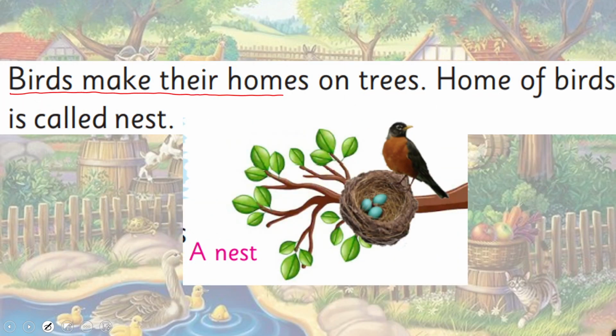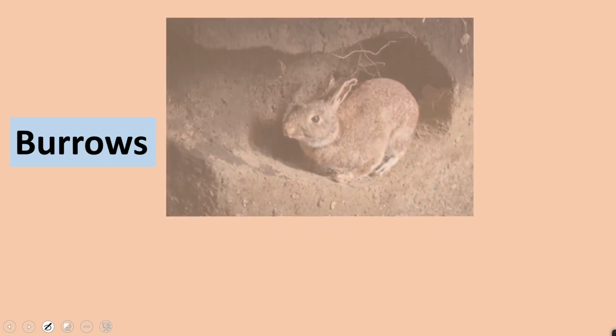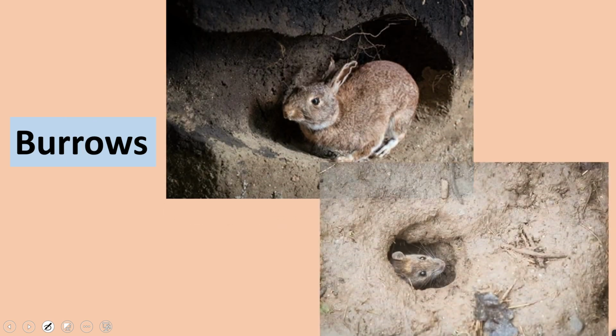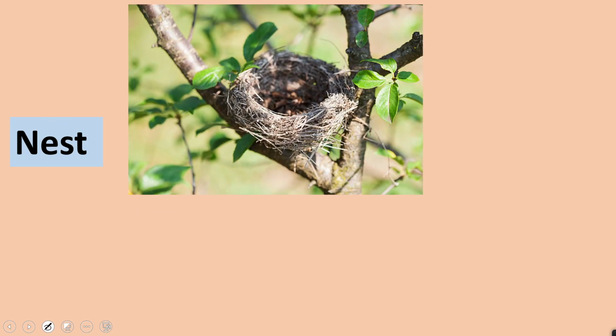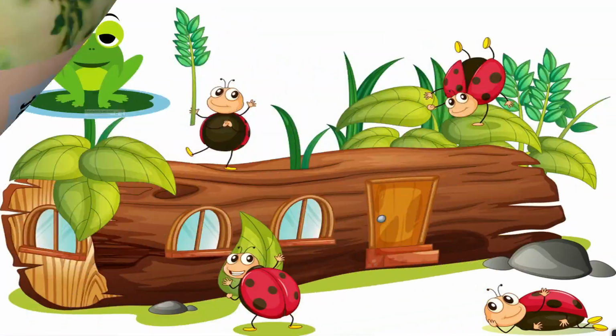Birds make their homes on trees. Home of birds is called nest. Nest means ghonsla. This is a nest of a bird. So burrows are made by rabbits and mice. Nests are made by birds, and they are made on trees.